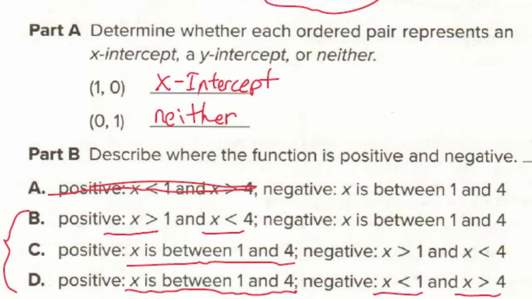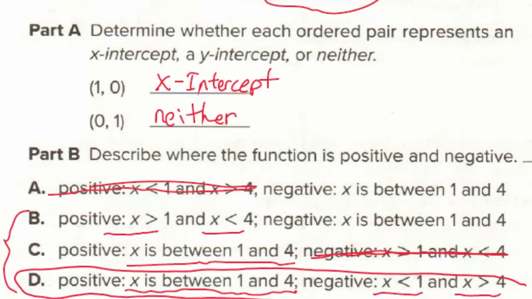Let's look at choice C. It says negative where x is greater than 1. Nope, we know it's got to be less than 1, so that one's not right. And then negative when it's between 1 and 4. No, it's not between 1 and 4. So it's got to be choice D.